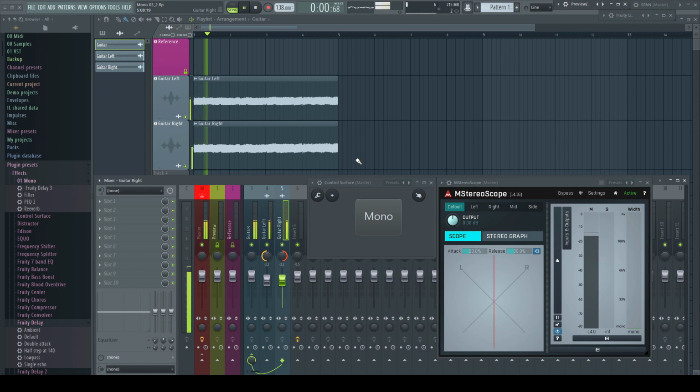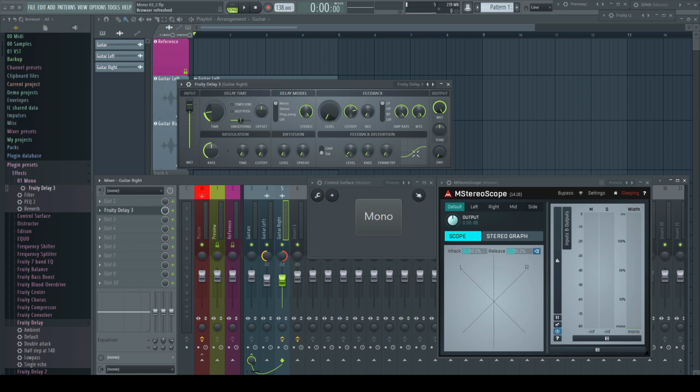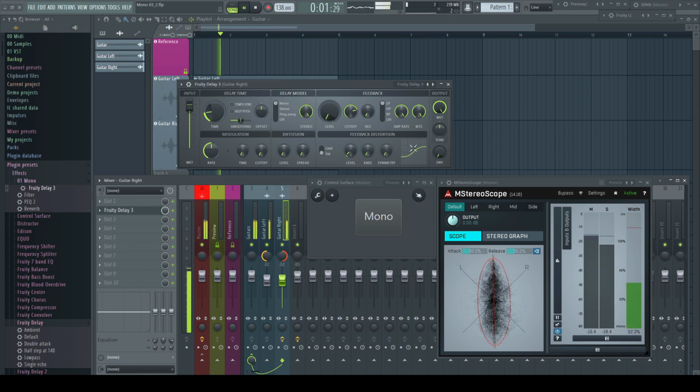Let's take the distorted guitar riff from the last video. Loading my mono delay preset makes the guitar sound super wide. But in mono, especially the first two bars sound very flanging and ugly.